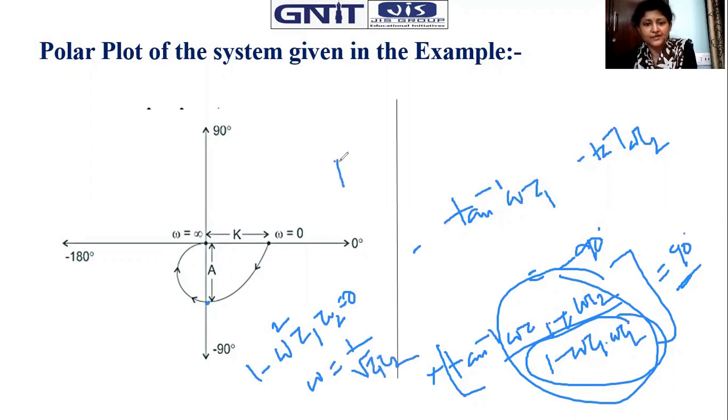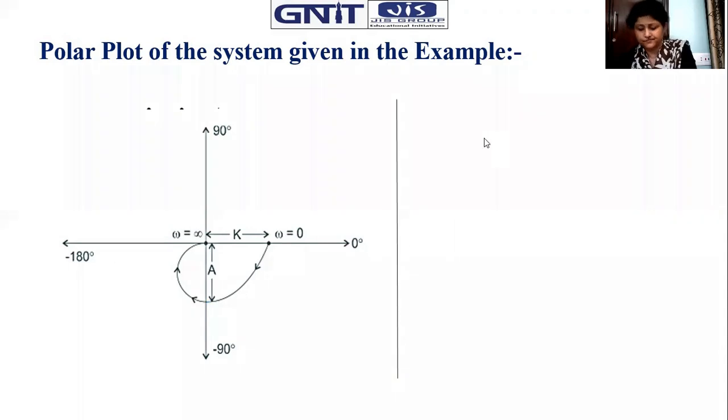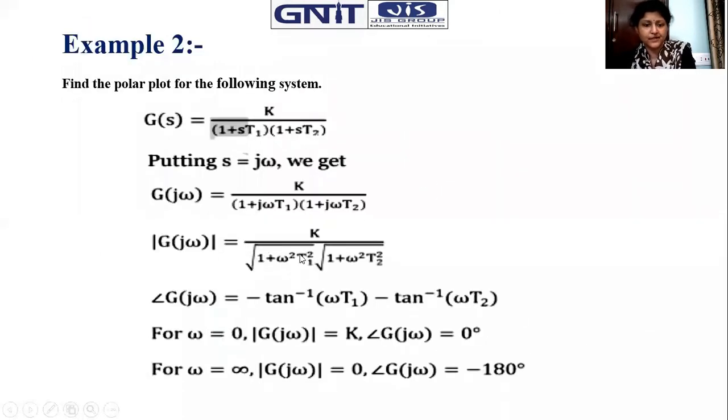Now what is the magnitude of that phasor? We got that concept, that is if we put tau 1 tau 2. So what is the magnitude? Okay, so we are getting the magnitude at particular omega, where it is crossing the geometric axis. So what is the magnitude part? That we are putting omega equals to 1 by root under tau 1 tau 2.